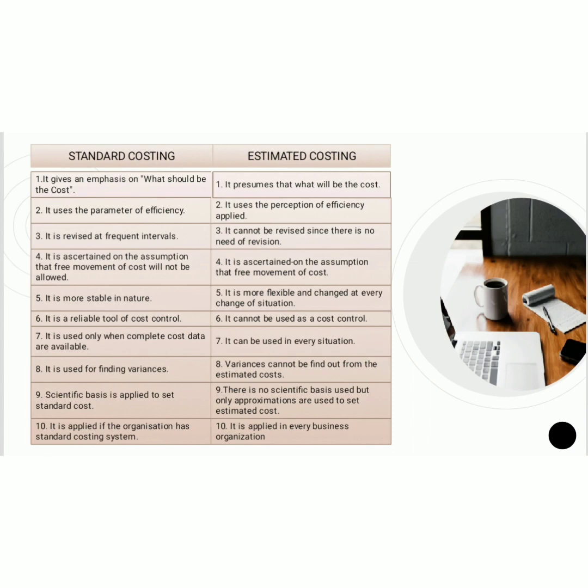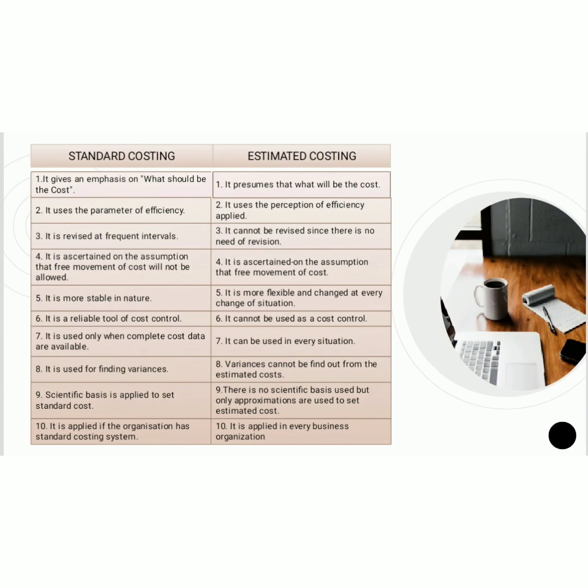Standard costing gives what the cost should be; estimated costing gives what the cost will be. Second, standard costing uses the parameter of efficiency; estimated costing uses perceived efficiency. Third, standard costing is revised at frequent intervals; estimated costing cannot be revised as needed. Fourth, standard costing is ascertained on the assumption of free movement of cost.